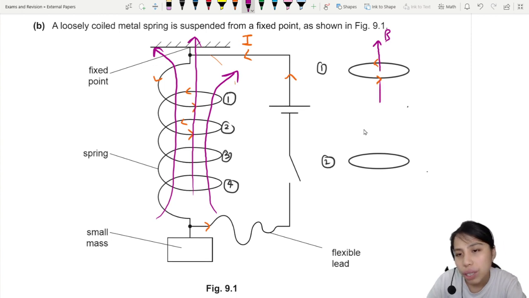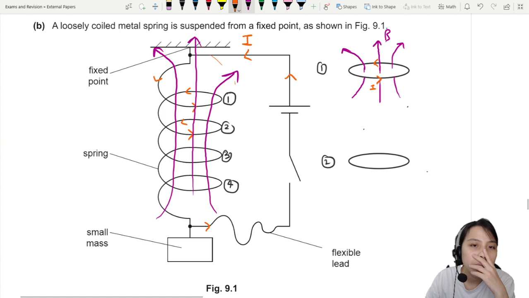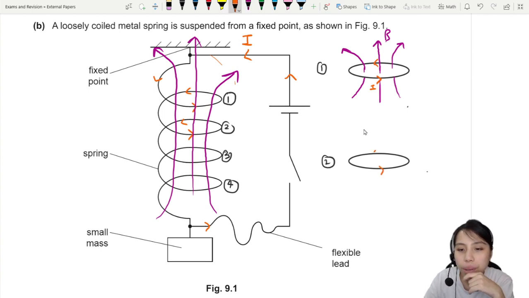You say, Miss, shouldn't there be more? Yeah, there's more. Okay, let's draw more. So something like this. Okay. So this is kind of like a mini magnet if you ask me. The other coil down there, also the same thing. If your current is flowing in this same direction, you're also going to get a field pointing upwards. Like this.